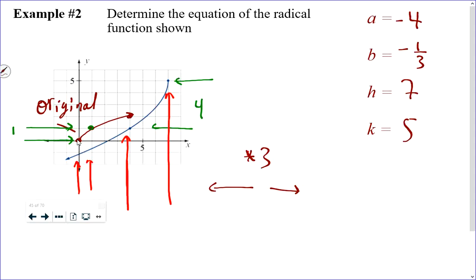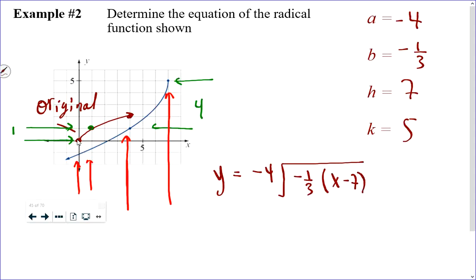So now we are going to apply all of that to y equals a f of, well, f is the square root, b times (x minus h) plus k. And if you were to graph that on your graphing calculator, you would discover that it has a vertex at (7, 5), and it will go through that point (4, 1). Good?